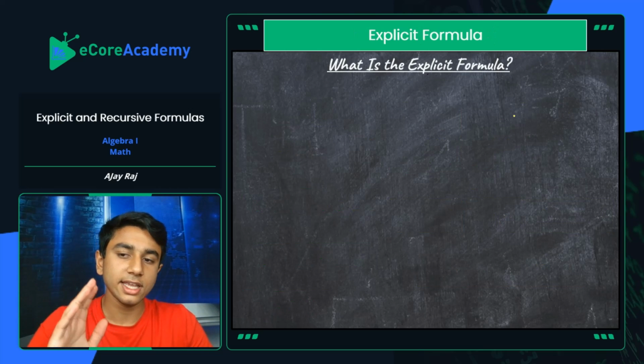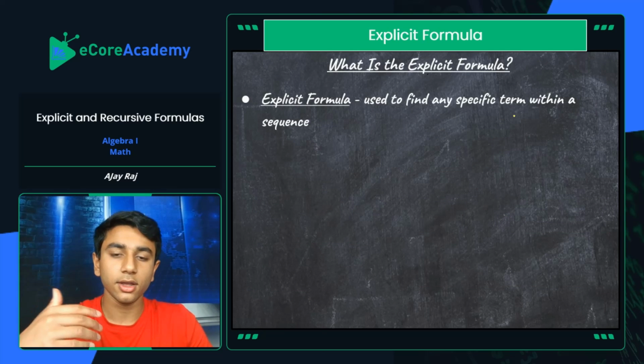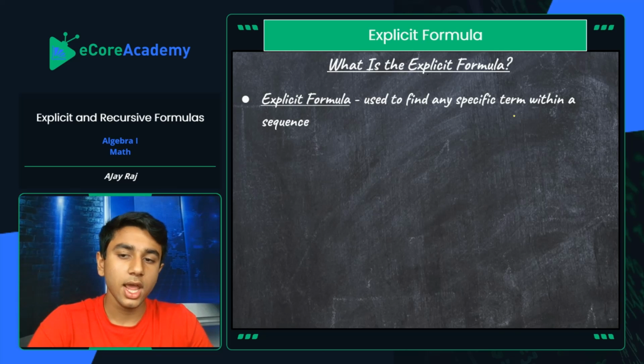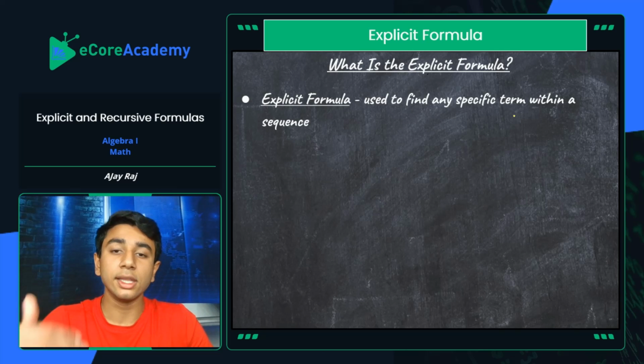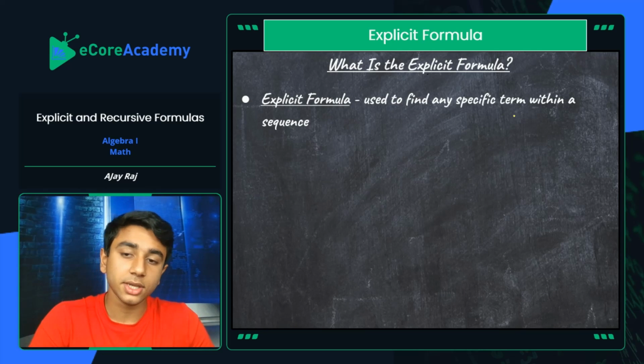So what exactly is the explicit formula? The explicit formula is used for any single linear arithmetic sequence that you're given, and it's used to find any specific term within a sequence. So this doesn't just limit you to the previous term. Unlike the recursive formula, where you can only find the next term in the sequence.